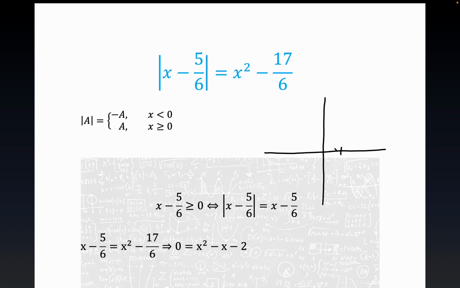So the absolute value is going to look something about like this. Just a V shifted to the right. And this is 1, and that's supposed to be 5/6 right there, okay?